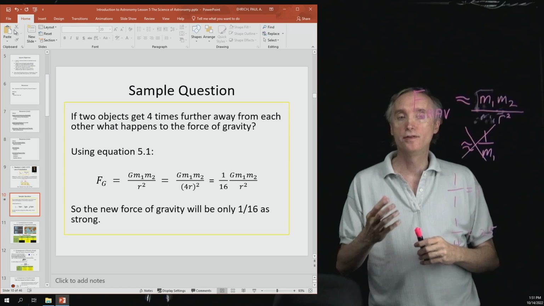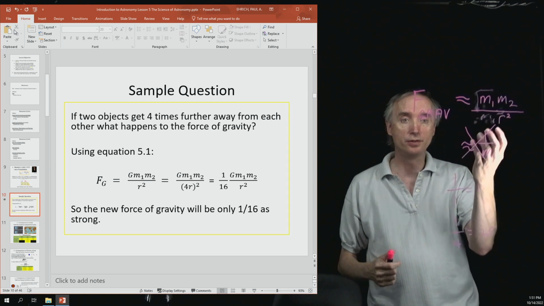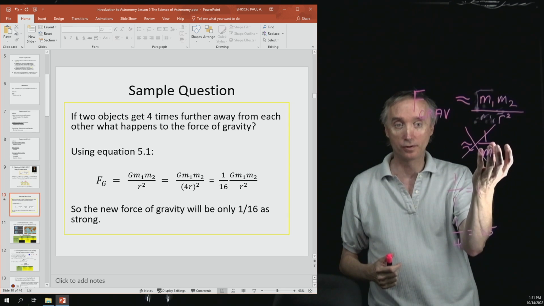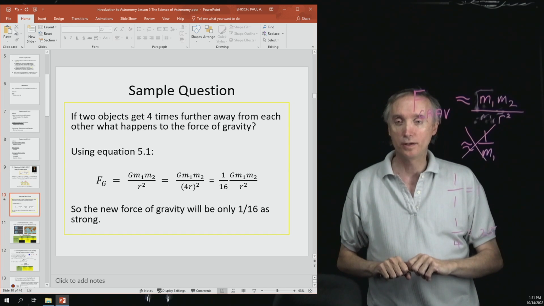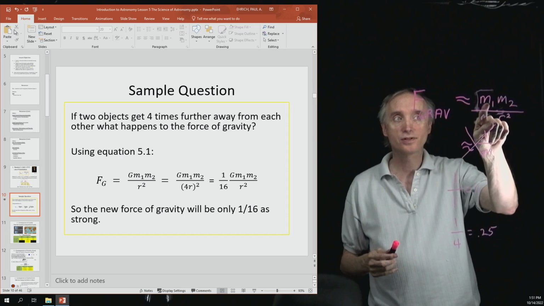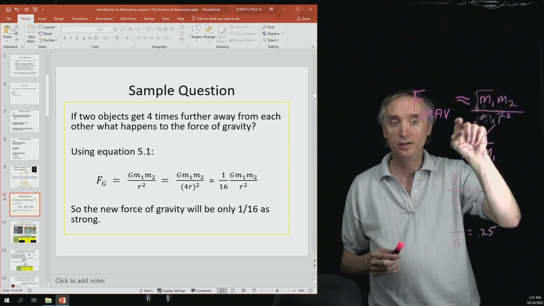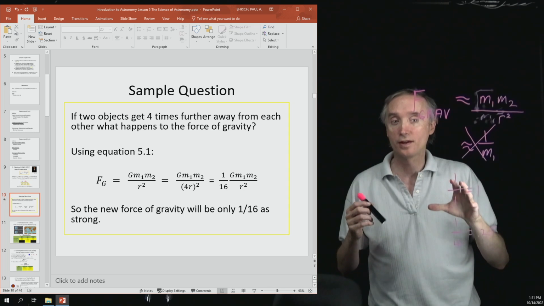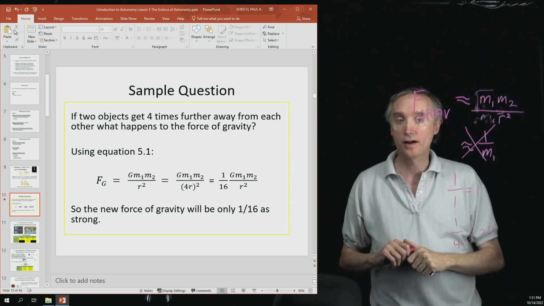All right, so let's say that one of them gets 5 times bigger and the other one gets 3 times bigger. What's the new force? Well, it's going to be 8. No. M1 times M2, so it's going to be 3 times 5, and so that's 15. So the gravity is going to go up by a factor of 15.